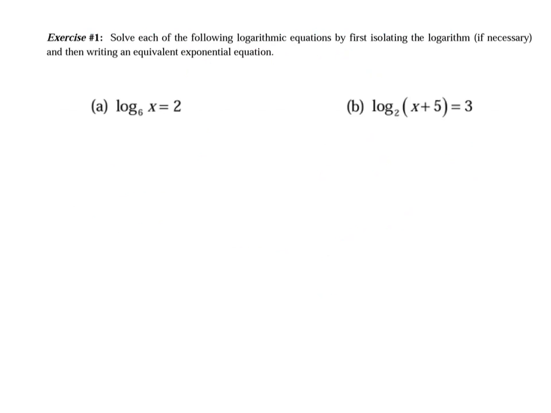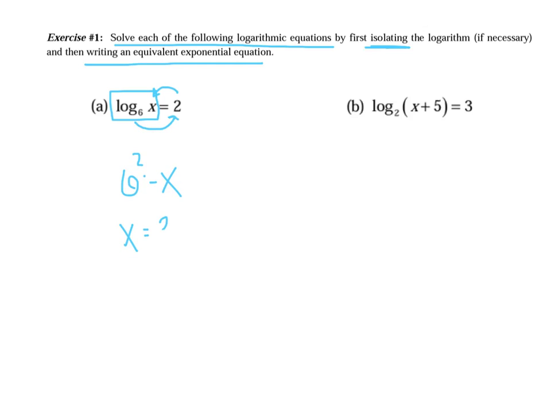So our directions were very friendly here. They said, okay, we are going to solve the logarithmic equation by first isolating if necessary and then rewriting it in equivalent exponential form. So they kind of helped us out. They told us those first two steps. This one is completely isolated already. So I'm just going to say 6 raised to the second power equals x. And bada boom, x equals 36.